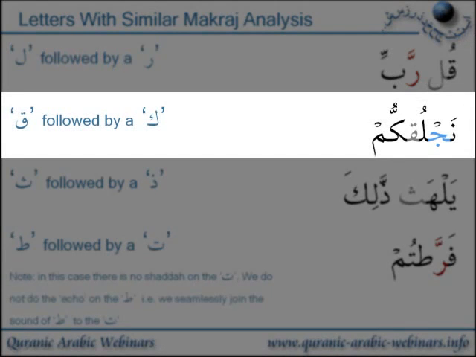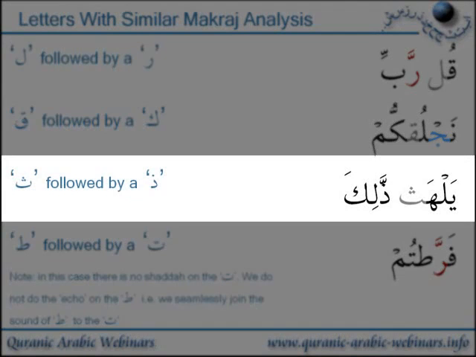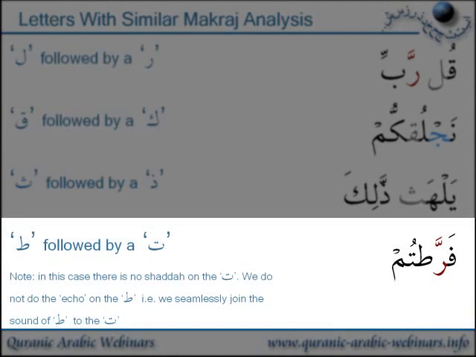Then we have the qaf followed by a kaf. So here we have naja lukum. Naja lukum. So we ignore the qaf completely. Then we have the tha followed by a dhal. So here we have yal hadhalika. So ignoring the tha completely. And the last one, which is slightly more of a special rule within this rule, is the tha followed by a ta. Now we'll read the note here.